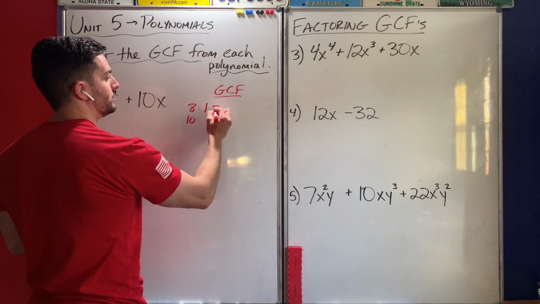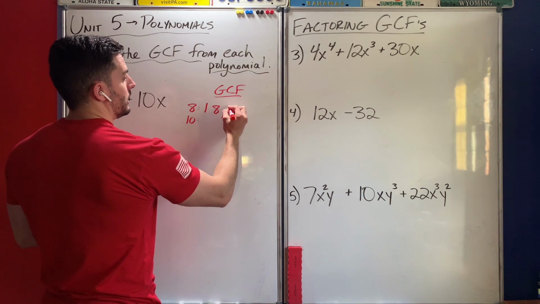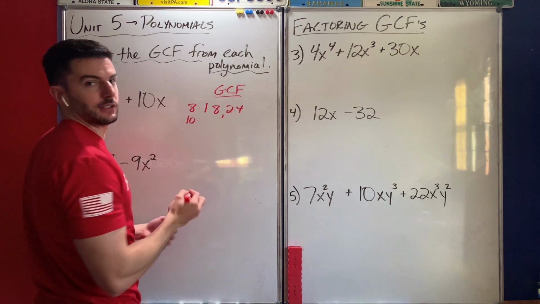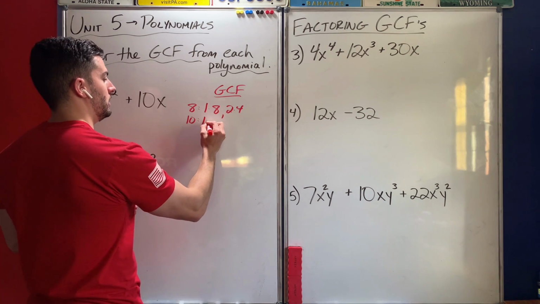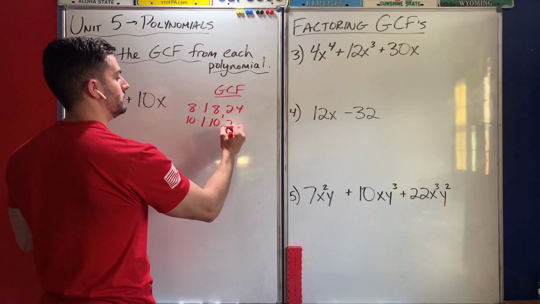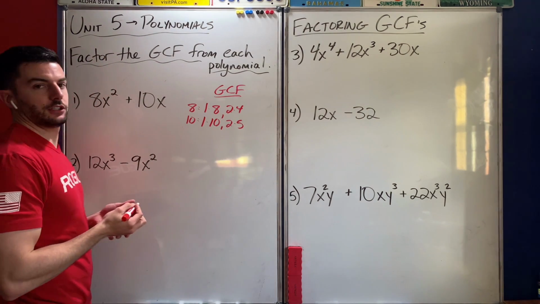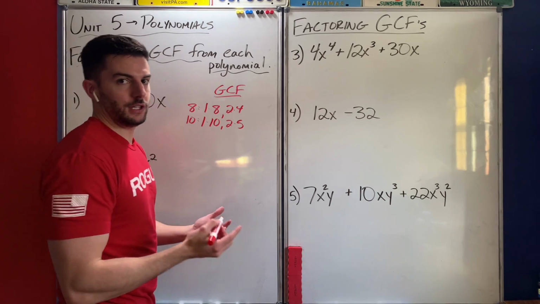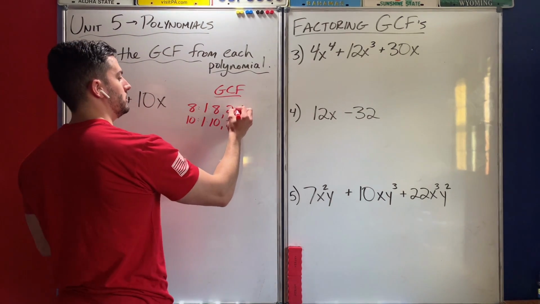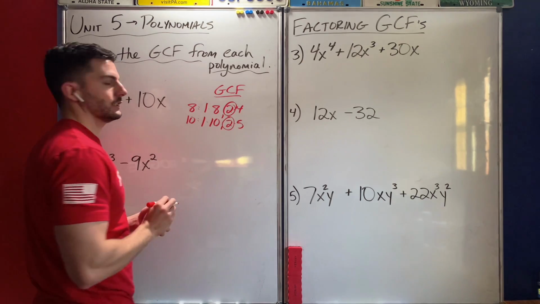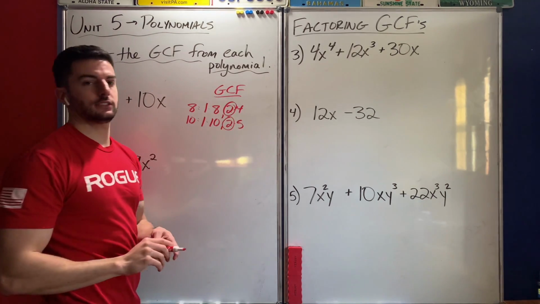Okay, so 8, right? I can think 1 times 8 is 8. 2 times 4 is 8, right? That's it. Okay, and then for 10, 1 times 10 is 10, and then 2 times 5 is 10, right? And so my greatest common factor, the highest number that both of these have as a factor would be 2, right? That's the highest number that is in both of these lists, okay?